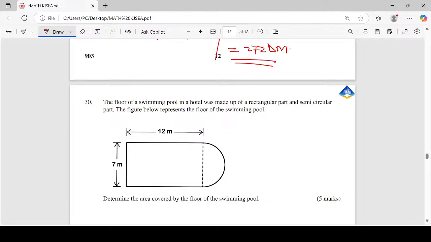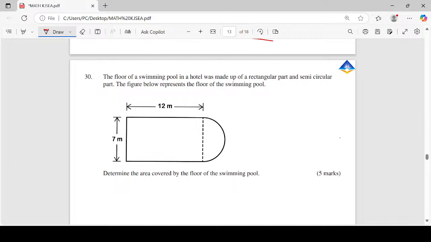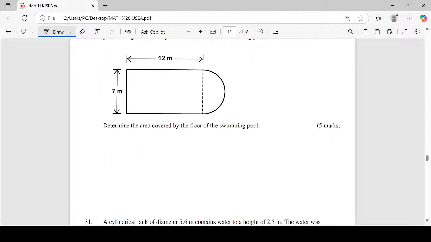The floor of a swimming pool in a hotel was made up of a rectangular patch and a semicircular patch. The figure below represents the floor of the swimming pool. Determine the area covered by the swimming pool. To determine the area, dear learners, here we can see two features. I can see area A, which is a rectangle, and area B, which is a semicircle. So to get the area, I'm going to take area A plus area B. Let me get area A.